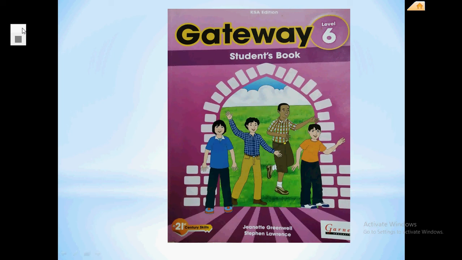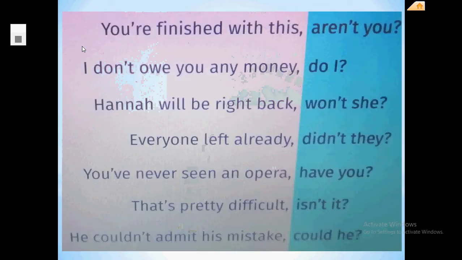Please, guys, before we begin, prepare your student book. Don't forget your pen or pencil. Open your student book, page 98. Now, let's read some examples.